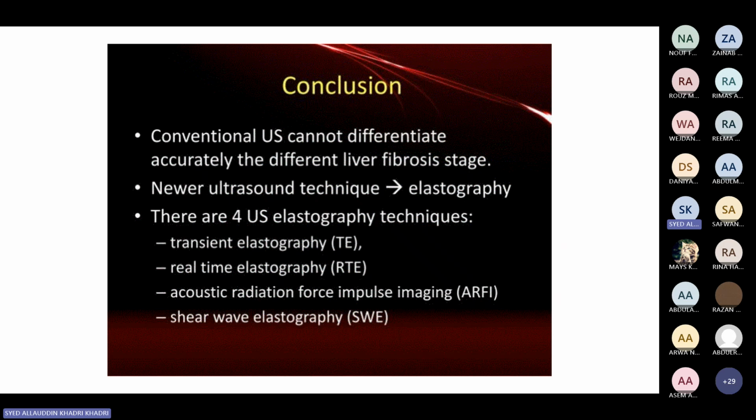In conclusion, conventional ultrasound cannot accurately differentiate the different liver fibrosis stages, so most of the time you have to do a biopsy. And there are newer ultrasound techniques, like elastography. One of my friends in India is an expert of this. You can actually stage it with elastography, seeing the amount of fibrosis. There are four elastography techniques: transient elastography, real-time elastography, acoustic radiation force impulse imaging, and shear wave elastography.